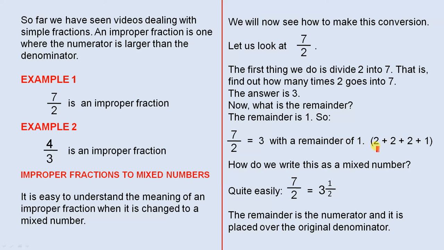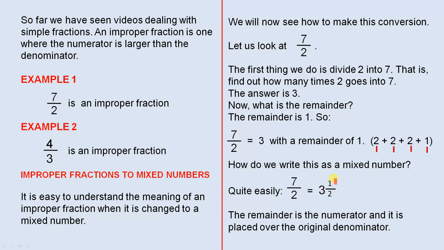Now the 3 is 3 lots of 2, and the remainder of 1. You add all that up and that gives you 7, and we know we're correct. How do we write this as a mixed number? Quite easily. The 7 over 2 equals 3. That's how many times the denominator divides into the numerator. 2 divides into 7 3 times, so that's where the 3 goes.